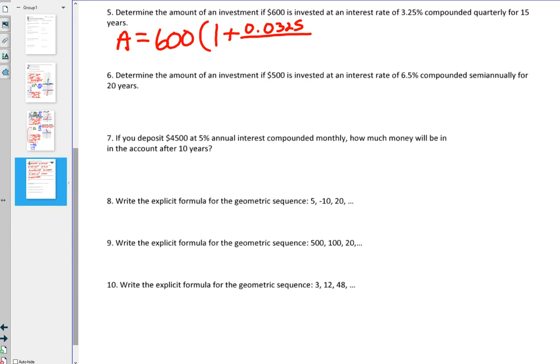Brian? How many quarters are there in a dollar? There's 15 quarters in a dollar? Quarters, dinero, menudos. 4. And then you get the amount of times, which is 15 years, but then you have to multiply it by 4. So first you divide by 4, but then you multiply by 4.